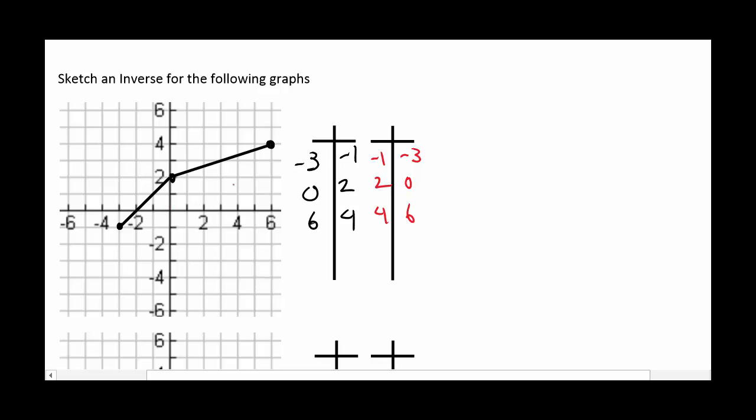And then I'll just plot those points. So -1, -3 is down there. 2, 0 is right there. And 4, 6 is right there. So if I connect those points, and if done correctly, it should look like it's symmetrical about the line y equals x. Which kind of goes back to that, if two functions are inverses, then f of g of x should simplify down to x.